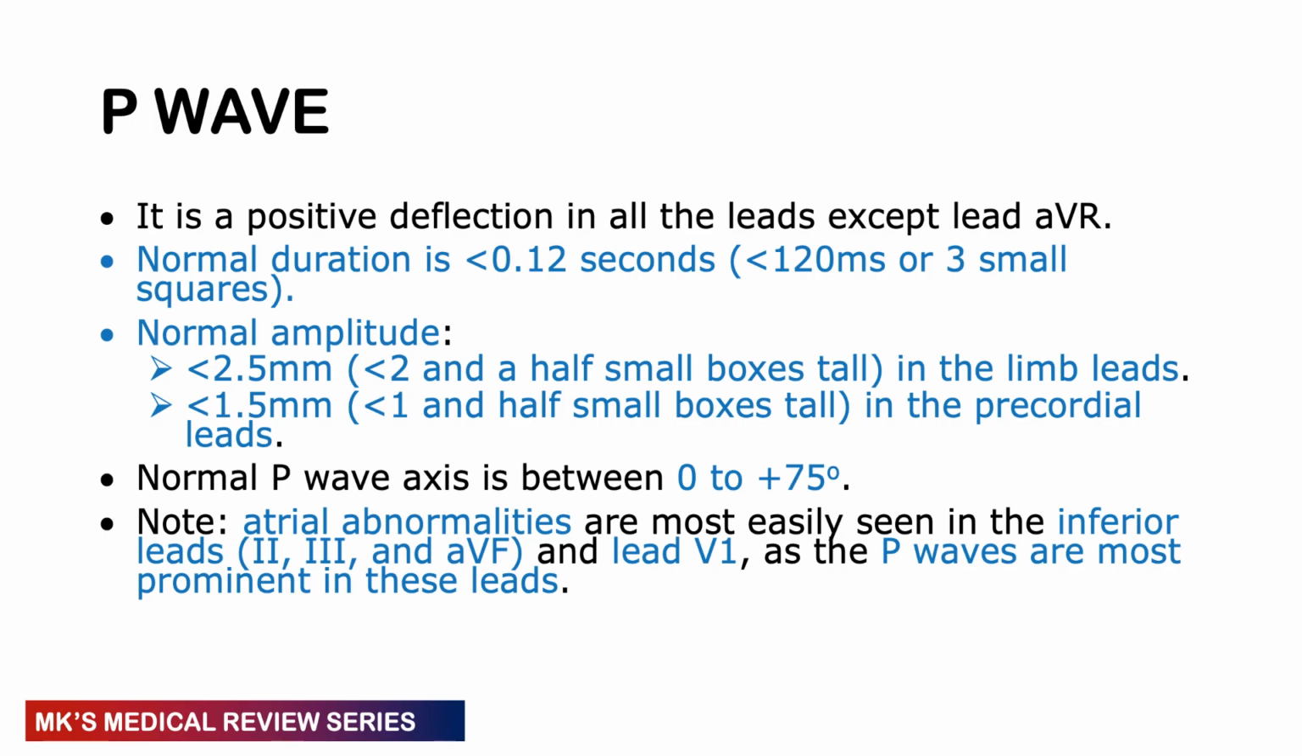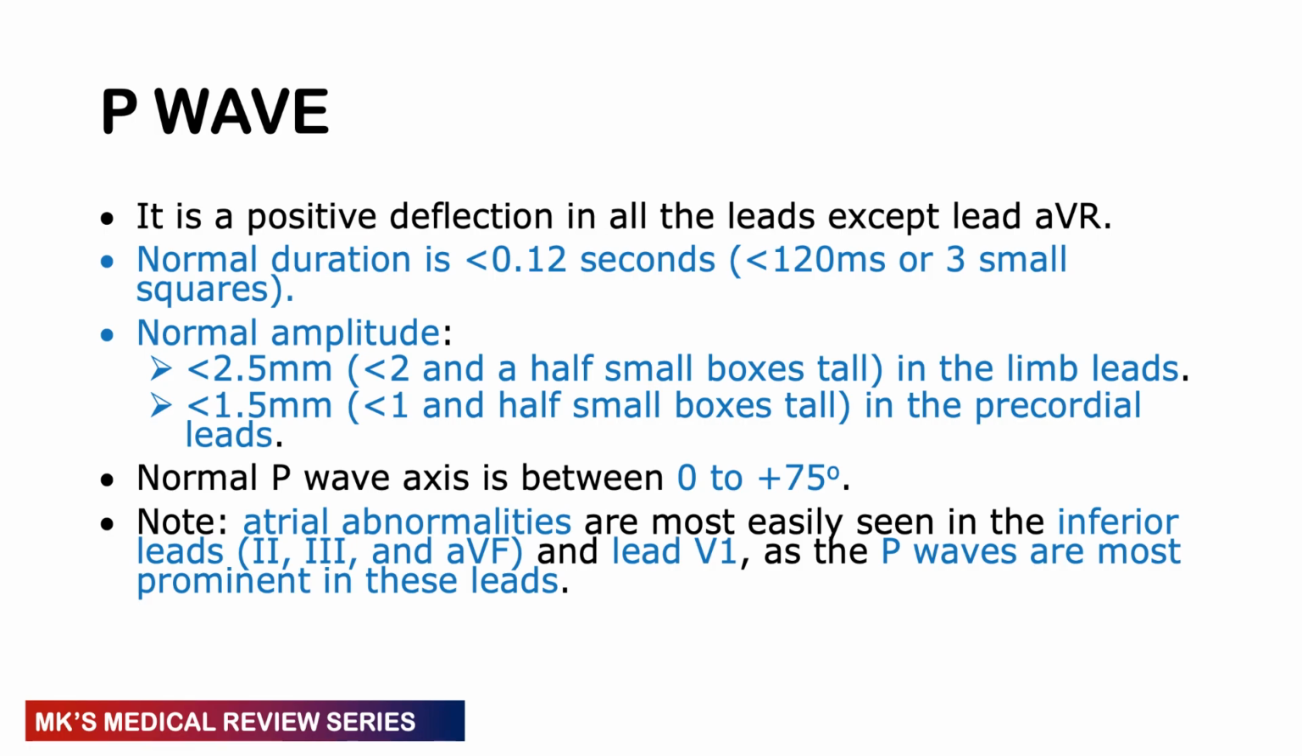So your P wave is a positive deflection, like I said, in all the leads except for lead AVR, which is normal. You should understand this from our very first video. Our duration is less than 0.12 seconds, so that's less than 3 small boxes. So it should be roughly about 2 boxes wide. And our amplitude depends on whether you're looking at the P waves in the limb leads or the P waves in the precordial leads.